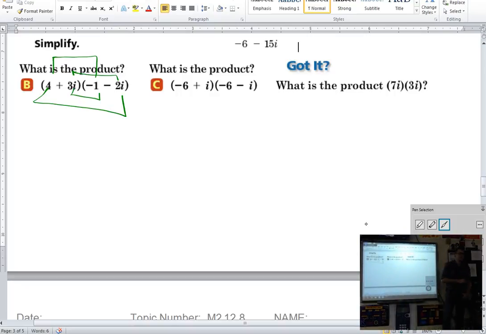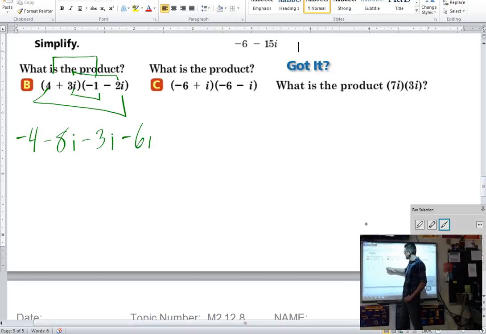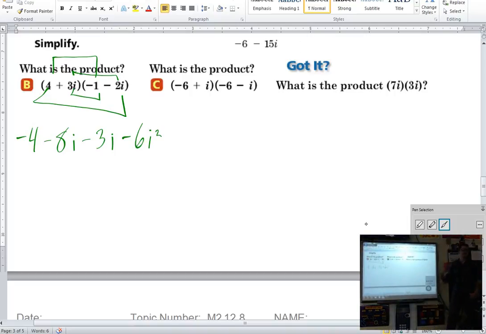Can anyone tell me those values you get when you FOIL? You don't have to tell me the final, just the first thing you get when you FOIL. Carmen? -4 minus 8i minus 3i and minus 6i squared. Boom. Now combine like terms and sub out. So Michelle, this becomes.